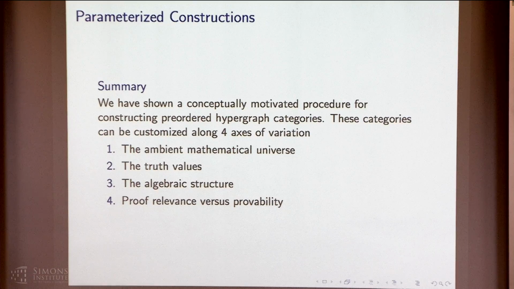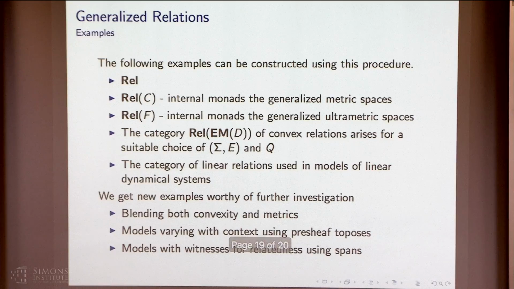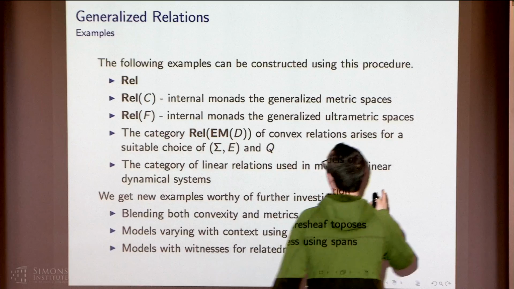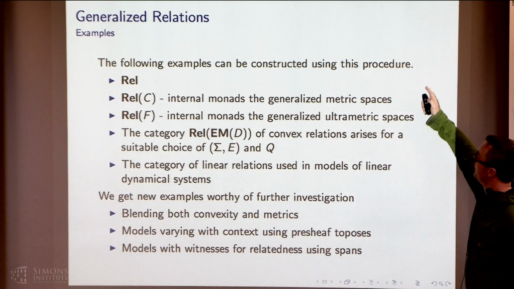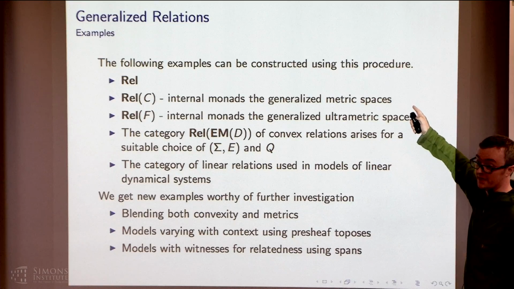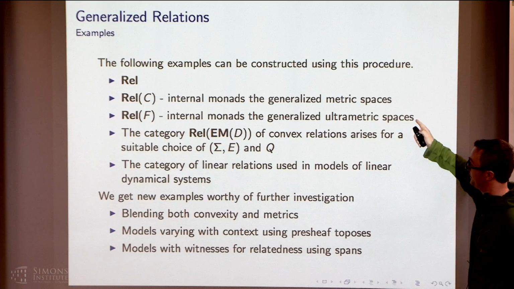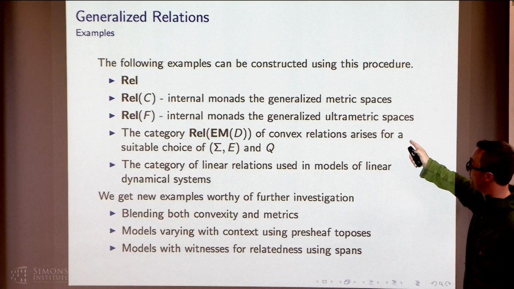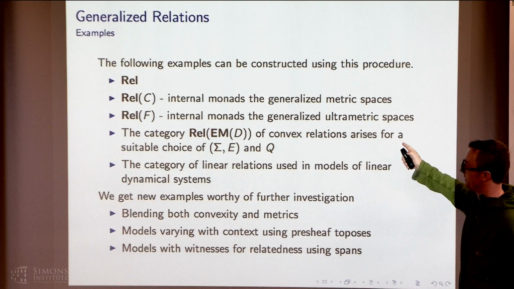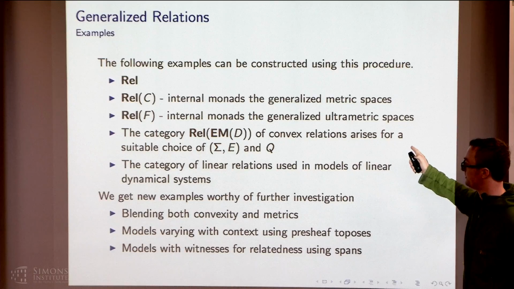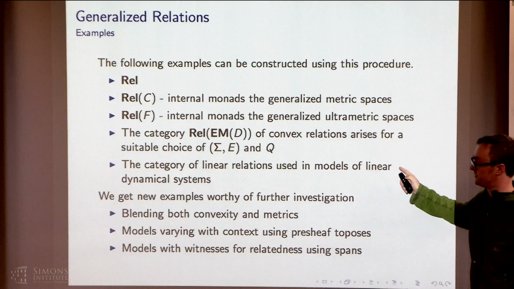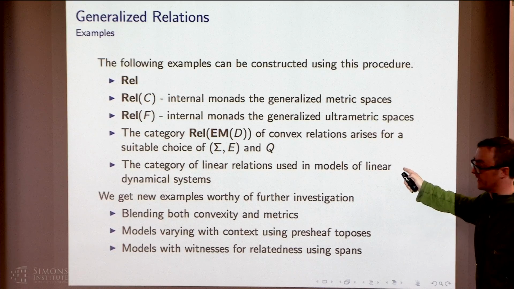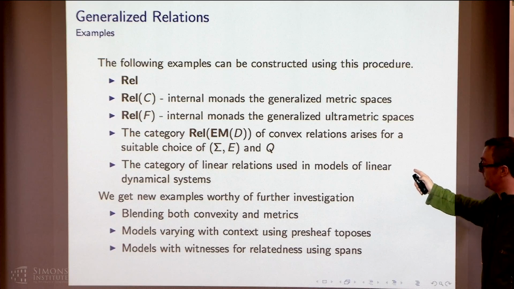And then we can choose between proof relevance versus provability in terms of whether we end up with the span or the rel construction. And I think Samson would shoot me if I didn't have examples at some point, so Samson can put the gun away now, I hope. We generate lots of the things that we see in the literature, so we see good old rel. We see this category rel that we wanted earlier that had the generalized metric spaces in it, also the one for the ultrametric spaces. With an appropriate choice of algebraic structure, we also get the category of convex relations from the other earlier example. And up to restricting to the finite dimensional stuff, we generate the category of linear relations that's interesting to various people here.